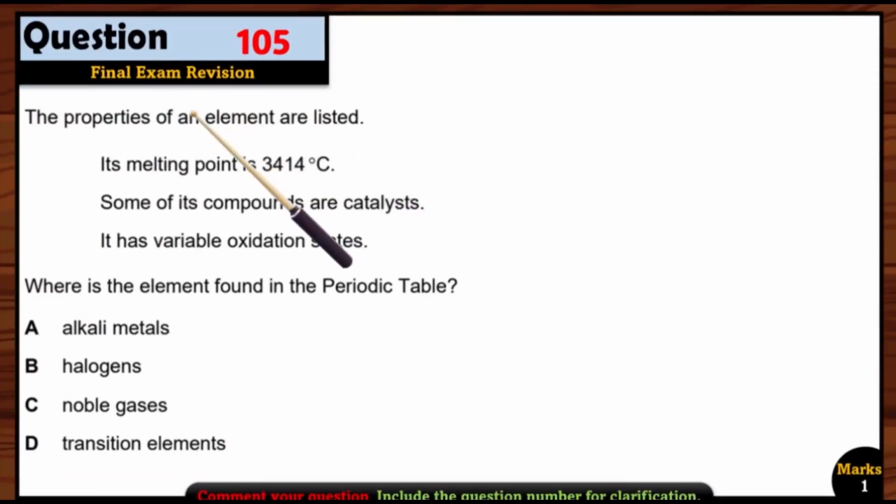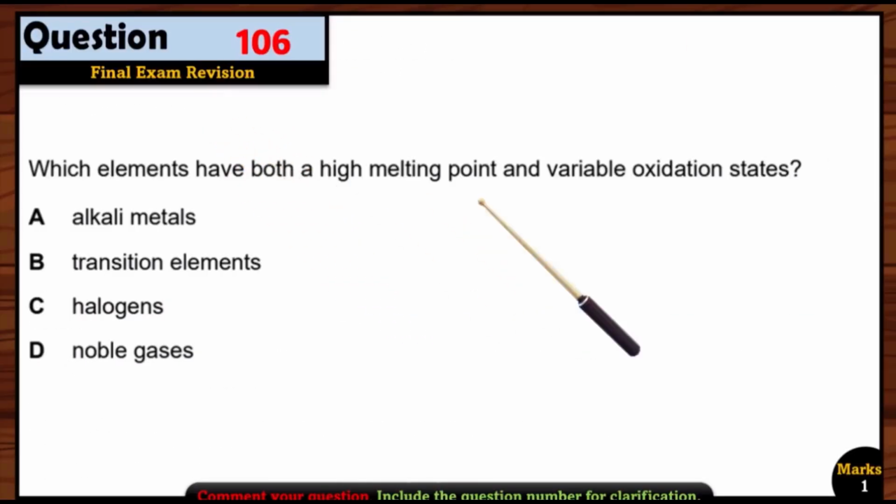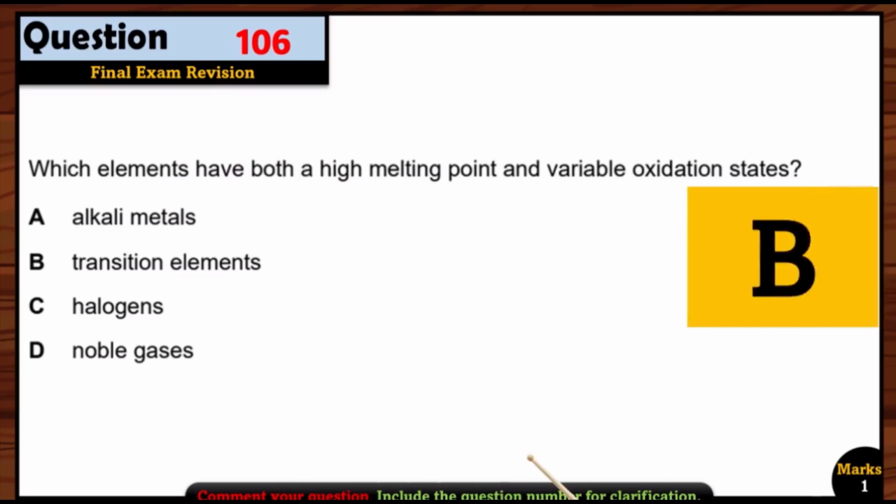Question 105. The properties of an element are listed. Its melting point is 3414. Some of its compounds are catalysts. So which one of them can be a catalyst? Of course, transition elements. We don't have to look for other options. Just look for the transition elements. That is option D. So option D is the right option here. Question 106. Which elements have both high melting points and variable oxidation states? Okay, metals have high melting points, and if they have variable oxidation states, it means they are transition metals. Okay, so option B is the right option here.